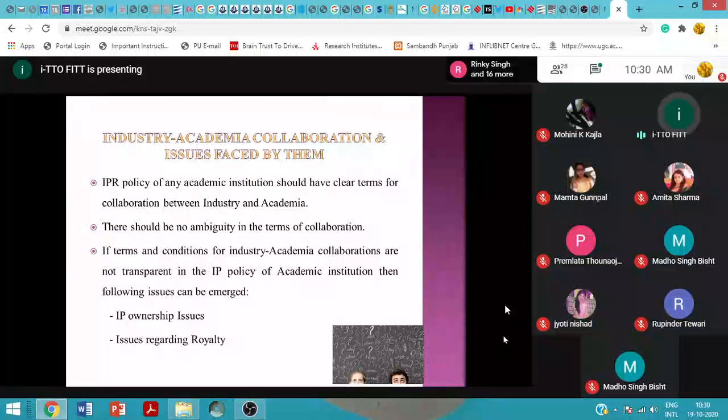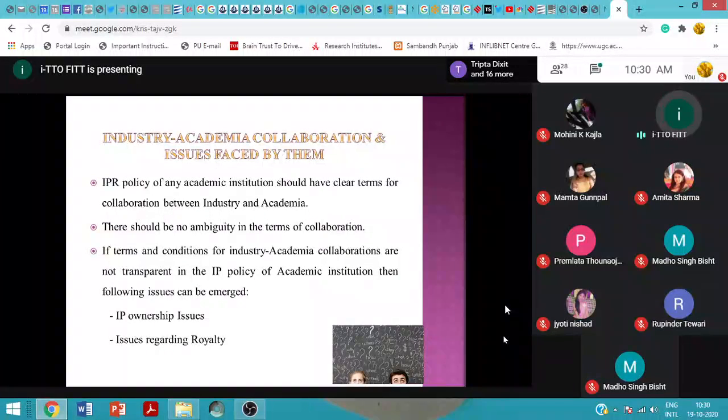Industry academia collaboration and issues faced by them. If the terms for ownership of IP and other terms are not clear in any IP policy, or if an IP policy is not in place in any academic institution, then of course industry academia collaboration can face many issues.